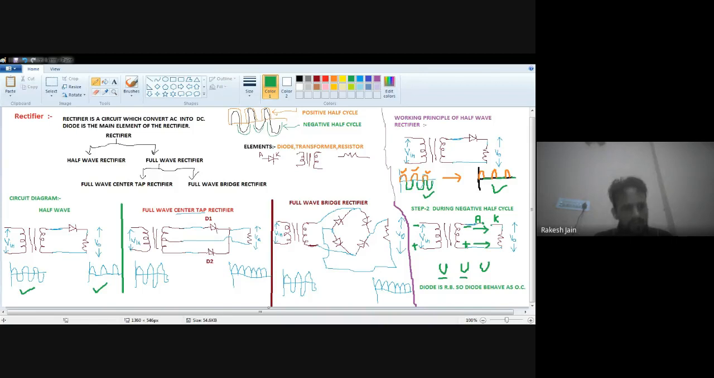So your half-wave rectifier working principle is completed, and tomorrow we will discuss the full wave center-tap type and full wave bridge rectifier working principle, and the basic comparison between the half-wave rectifier, full wave center-tap rectifier, and full wave bridge rectifier.